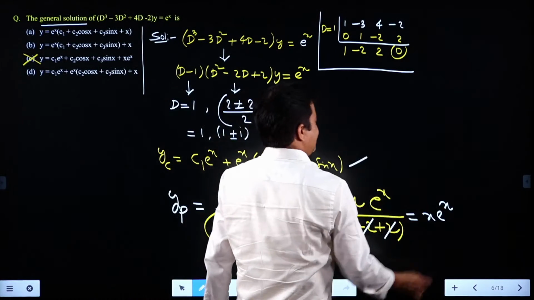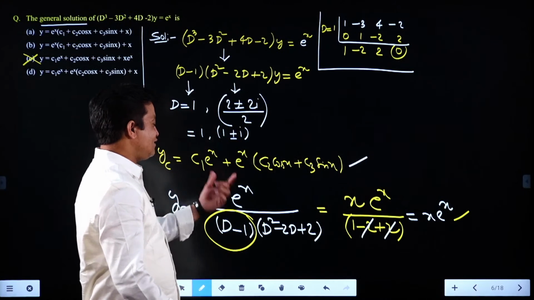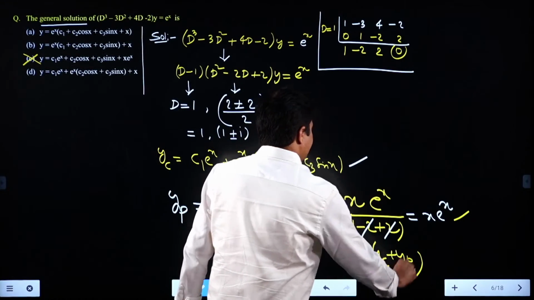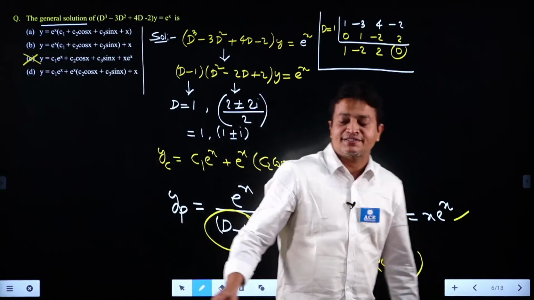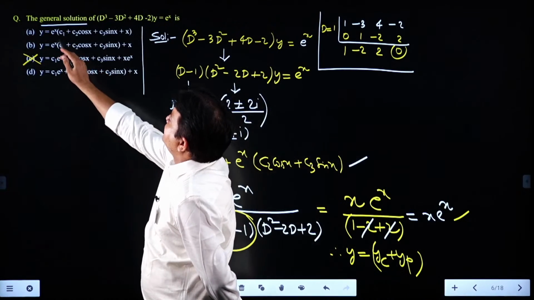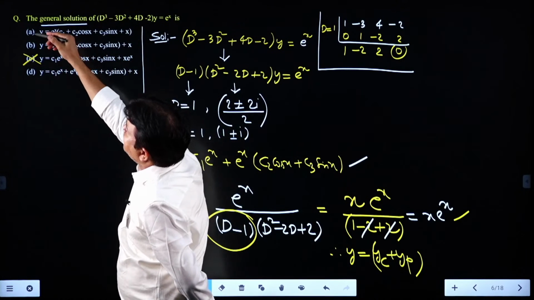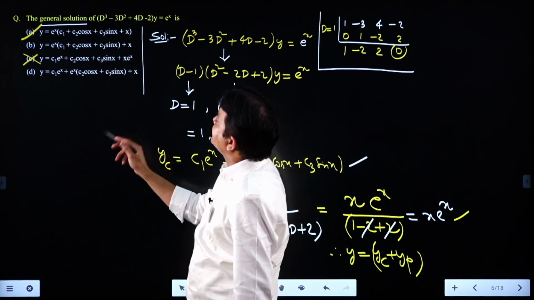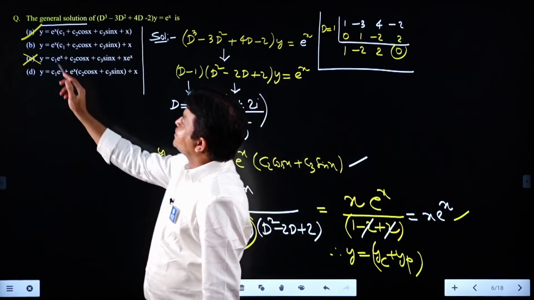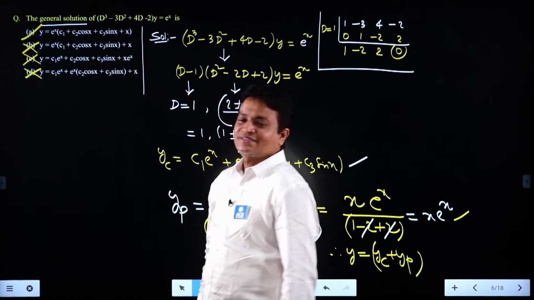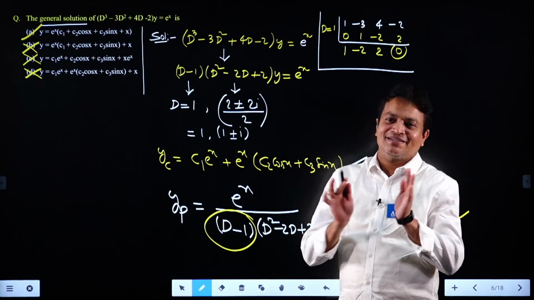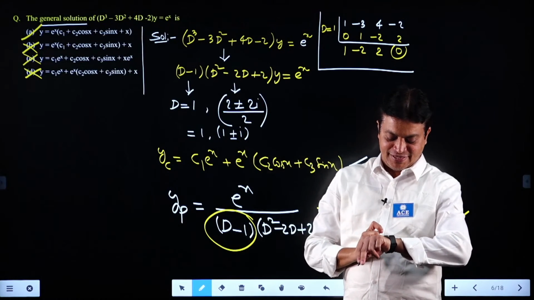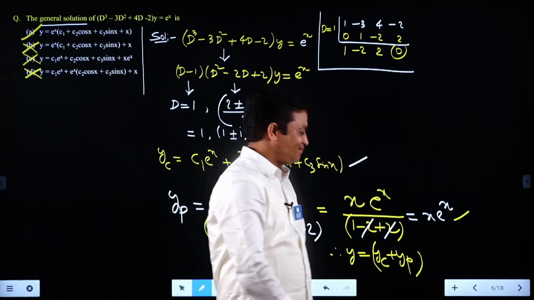Now the yc part and yp part combined together is the final solution. Therefore y equal to yc plus yp, which means this plus x e power x. You observe, e power x is common, and x e power x should be there. Here only x is there. We have x e power x missing here. So our answer is option A. Confidently, correctly we can complete this. It is a 2 marks worthy question. Here the right side is of e power ax plus b form. Okay. Next problem.